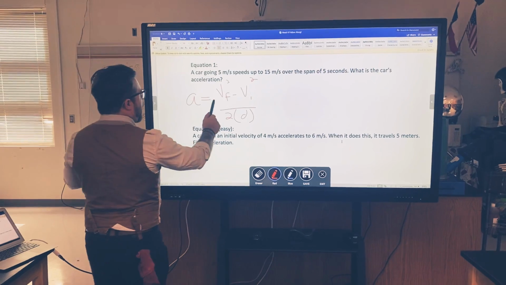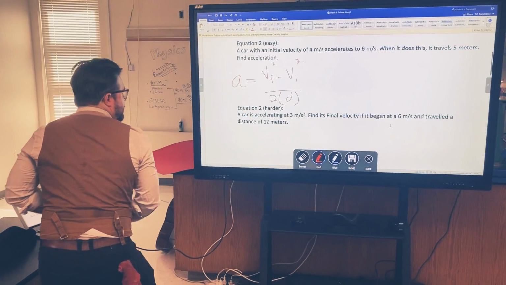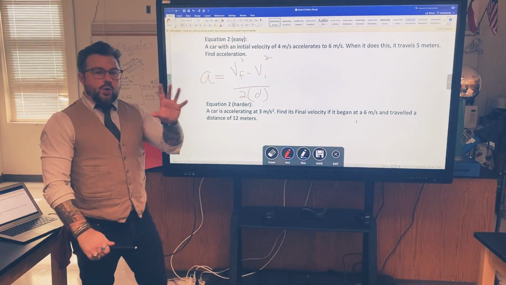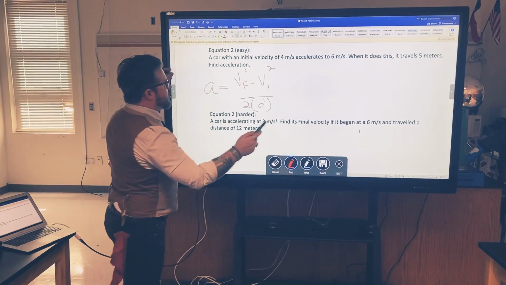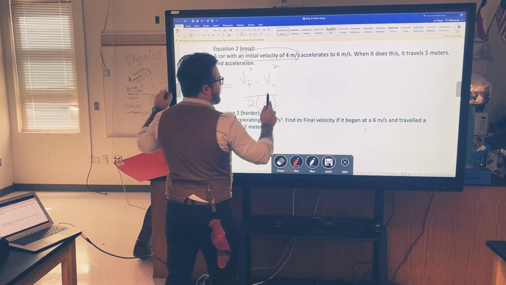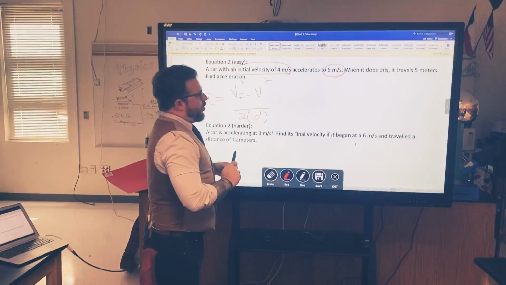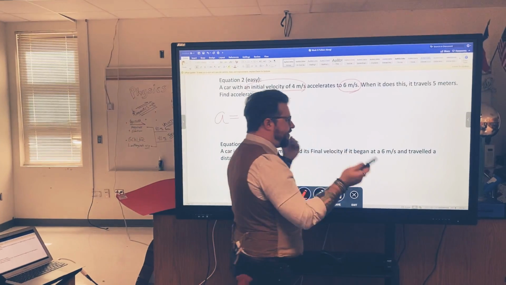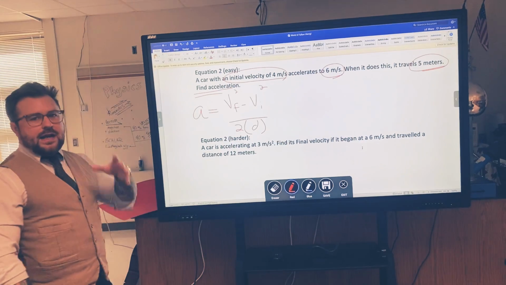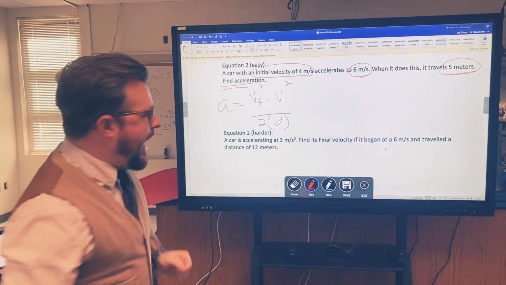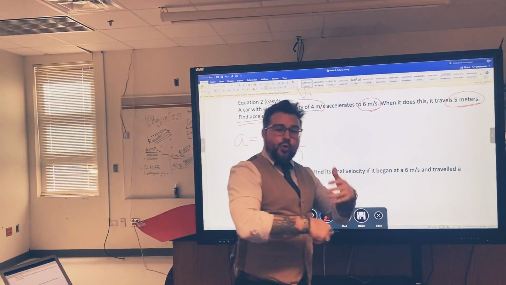Let me move to 2. There we go. We're on equation 2, and this corresponds with the second equation on your equation sheet. The car with an initial velocity of 4 meters a second, I'm going to circle it, accelerates to 6 meters a second. When it does this, it travels 5 meters. Find acceleration. Underline my unknown. I'm looking for acceleration, a. What do I have? Initial velocity. I have v sub i. It accelerates to 6 meters a second.